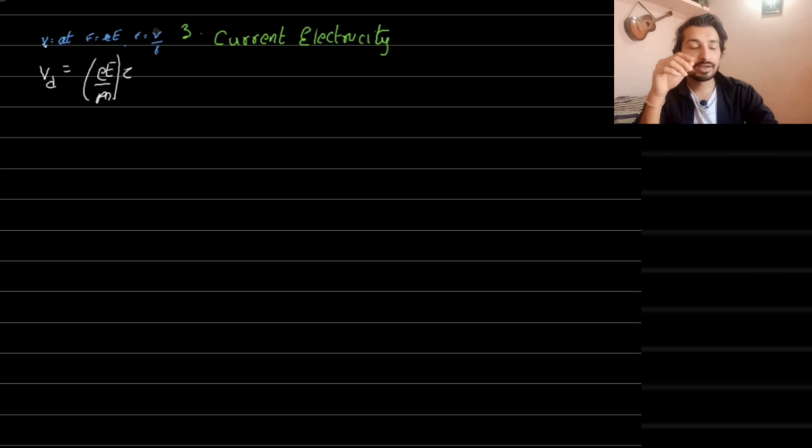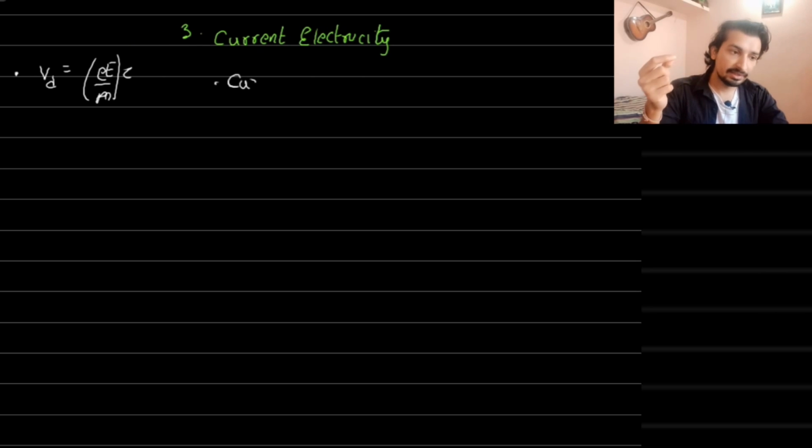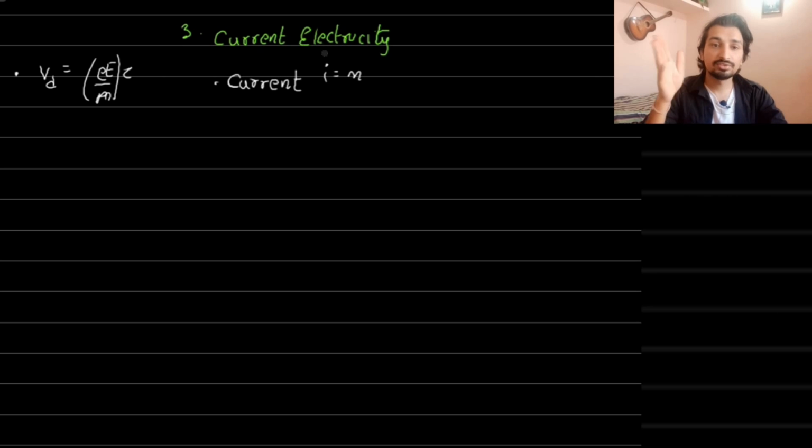Then you have current. When you see current, that is charge by time. So the number of charges flowing per unit time is called current. How many charges are flowing in 1 second, basically. Another formula for current is I is equal to neAvd.